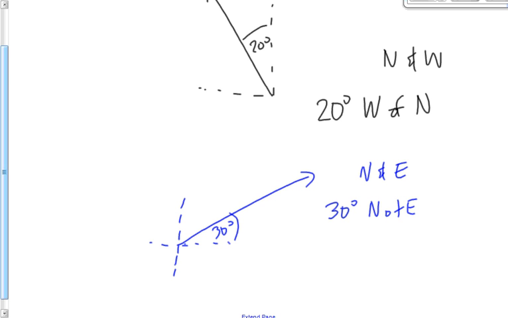Oh, have a look at this one. That's 30, by the way. That's got to be 60, right? How would we express that? 60 degrees. Which axis is that touching?